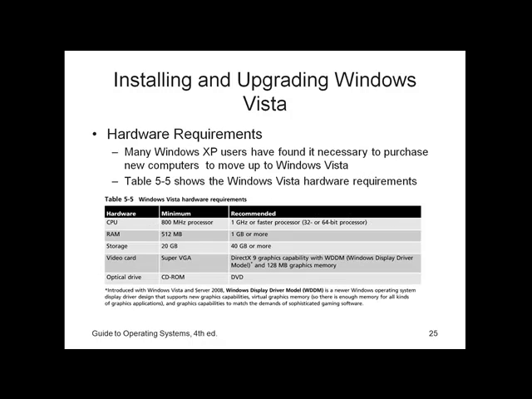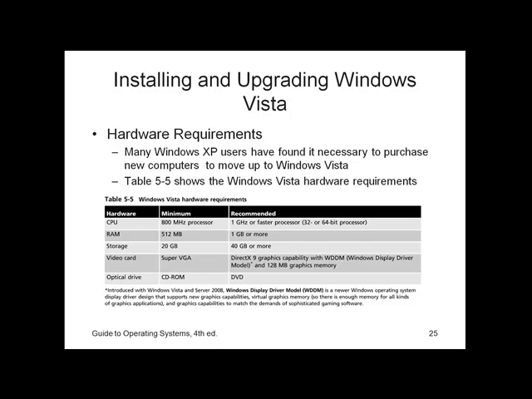Windows Vista also has hardware requirements that should be adhered to. Many of the Windows XP users have found it necessary to purchase new computers when they moved up to Vista, so it's important to pay attention to these hardware requirements. For instance, the minimum CPU is 800 megahertz. A 1 gigahertz or faster processor is needed for Windows Vista, particularly if you go into the 64-bit realm.